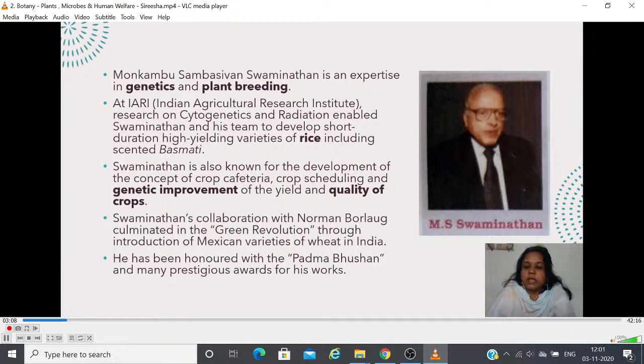This variety of rice was introduced by M.S. Swaminathan and his team. They developed this variety using techniques of cytogenetics and radiation, and by doing more research in this field they were able to create a very good, high yielding variety of rice, and one example is basmati. Swaminathan is also known for the development of the concept of crop cafeteria, crop scheduling, and genetic improvement of the yield and quality of crops.